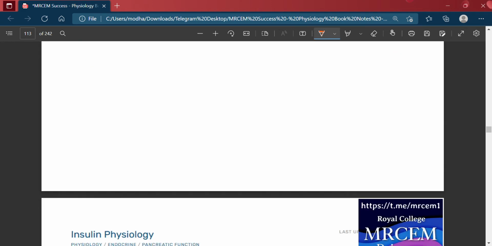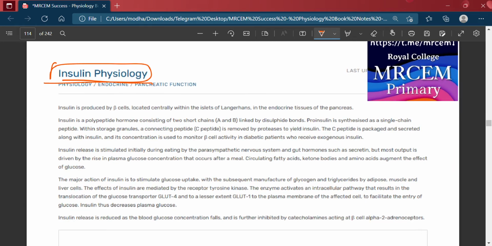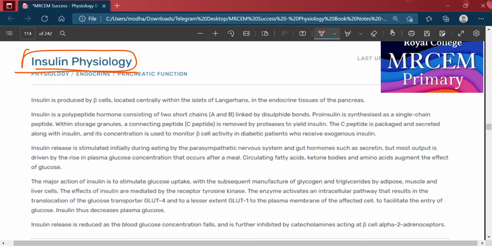Okay, then what is insulin physiology? So we will see the insulin physiology. Insulin is produced by beta cells located centrally within the islets of Langerhans. Okay, insulin is produced by the beta cells located centrally.